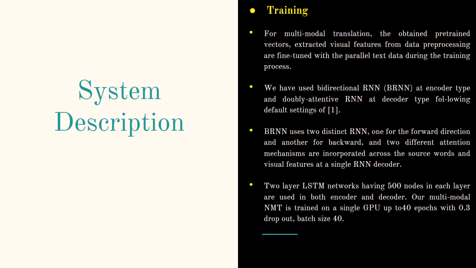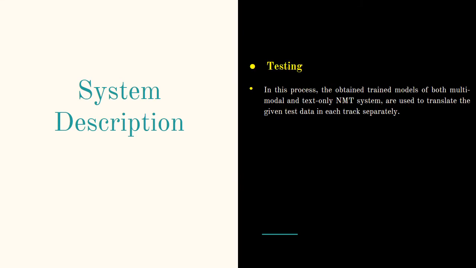The bidirectional RNN uses two distinct RNNs, one for the forward direction and another for the backward direction, and two different attention mechanisms are incorporated across the source and visual features at a single RNN decoder. Two-layer LSTM having 500 nodes in each layer, in both encoder and decoder. Our model runs up to 40 epochs. And then in the testing phase we utilized our trained model on the test data.